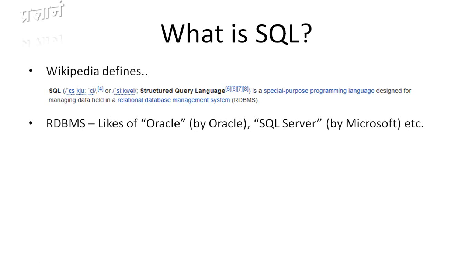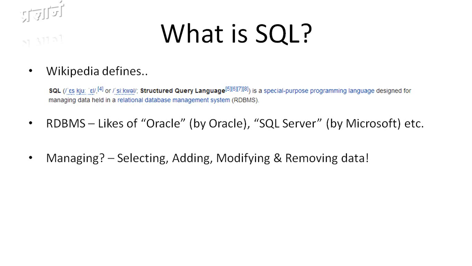A relational database management system is one type of database system in the IT space. For now you can assume that the databases you are going to see are mostly going to be relational databases, and the likes of Oracle and SQL Server are the two most used, and most probably you're going to see these in your workplaces if you find yourself querying data from a database. Now the second part of the definition was managing data. From your perspective, managing means selecting data from the data source, adding data to it, modifying that data, and removing data from the data source.